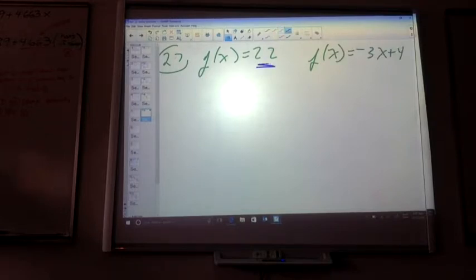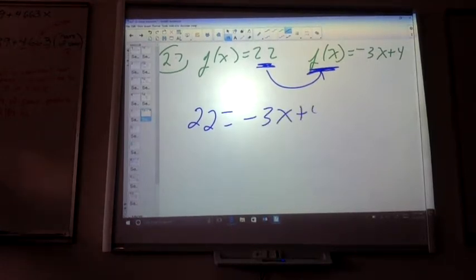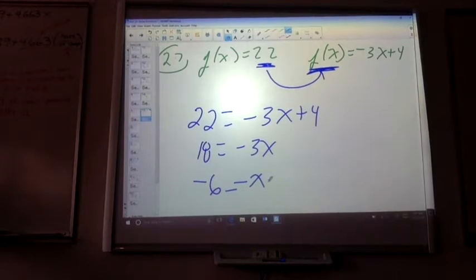So being we know that 22 is the same as f at x, I'm going to plug 22 in right here. It replaces it. Notice there's no longer an f. Is that okay? Now it's a two-step equation, so subtract 4 from both sides and divide each side by negative 3. So this is an x value, agreed? So this is the point negative 6, comma 22.